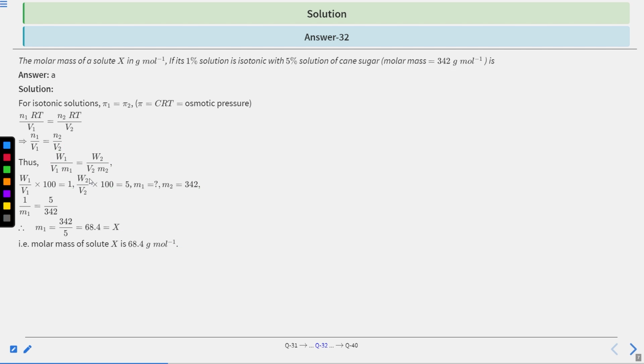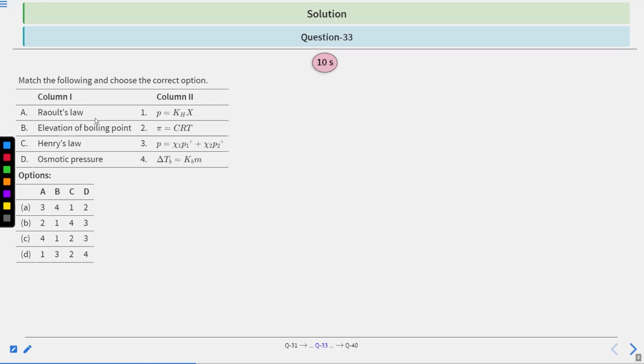Okay, let's move to question number 33. We have the match the following and choose the correct option question. We have given two columns, column first and column second. Column first has 4 rows, which say Raoult's law, elevation of boiling point, Henry's law, osmotic pressure. Column 2 has 4 rows, naming 1, 2, 3, 4.